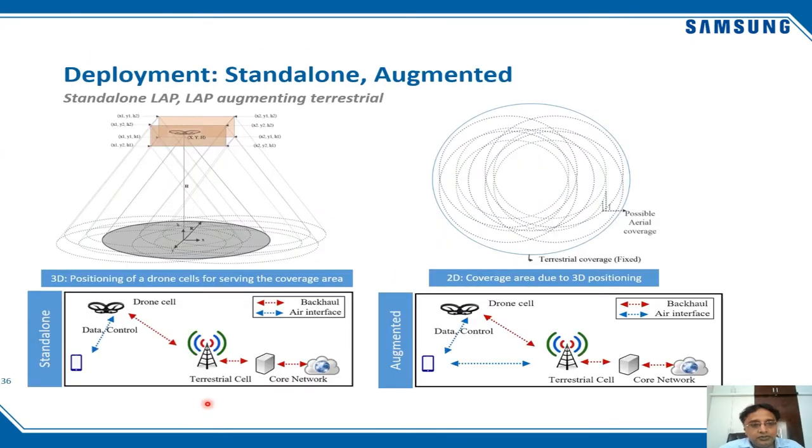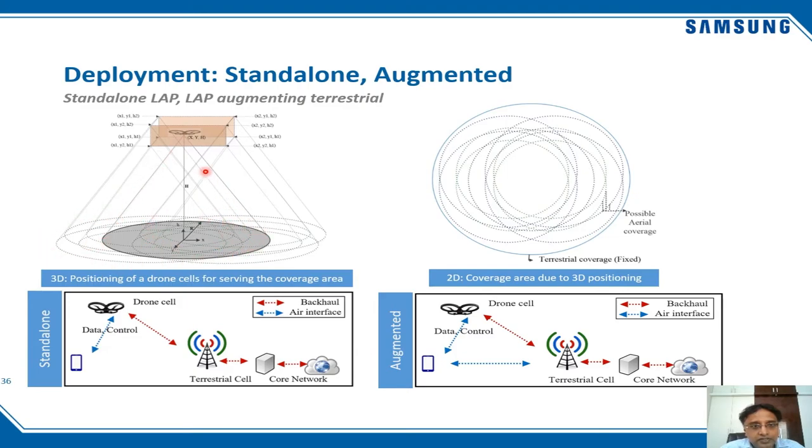So before we get into describing our work, I think there are certain definitions that need to be clarified. First of all, we need to understand what the coverage and positioning of a drone cell mean. Here, the drone cell is shown moving around the 3D grid. For every location, there is a different coverage on the ground.